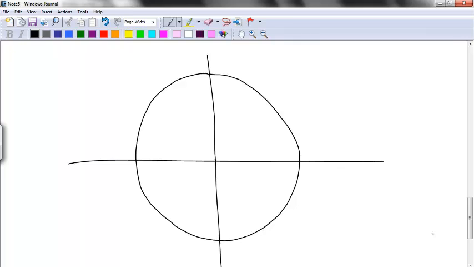Okay, so now we're going to do quadrant 4. Start in standard position. You're going to go around into quadrant 4. Don't make it 45 degrees. And there's our terminal vector. So this is our theta.